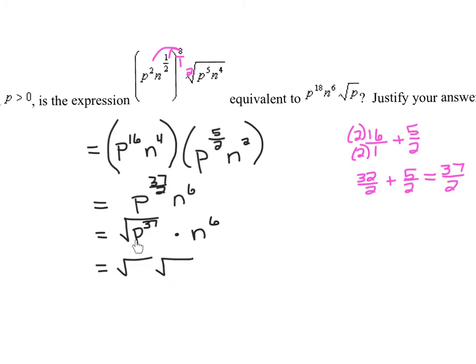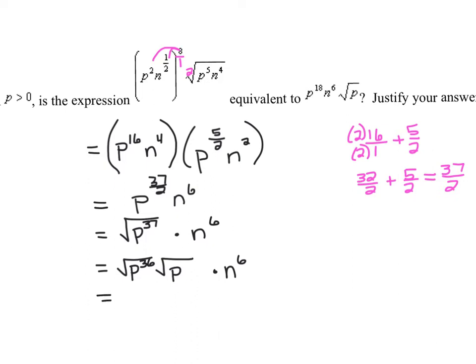Now the biggest perfect square that divides evenly into p to the 37th is p to the 36, right? Because isn't 36 the biggest even number that's less than 37? So I'm going to write p to the 36 here, and that would leave me with 1p left over. And for right now, again, I'll just bring down my n to the 6th.